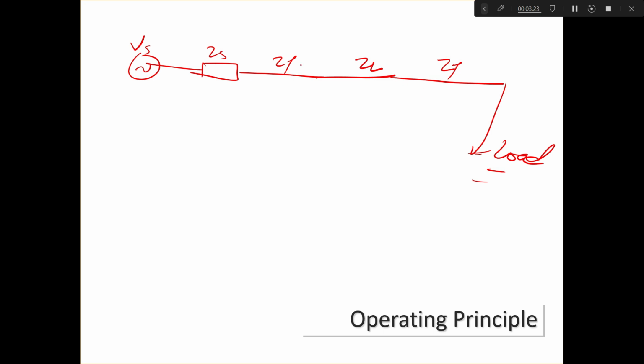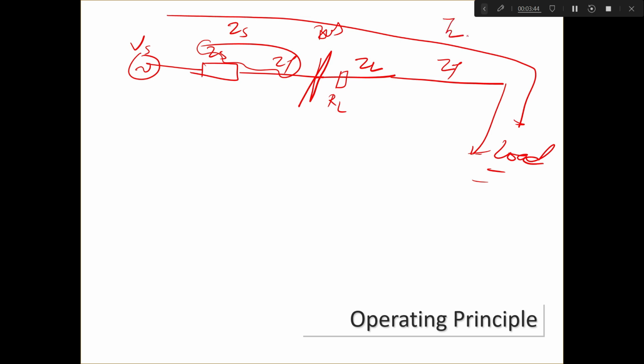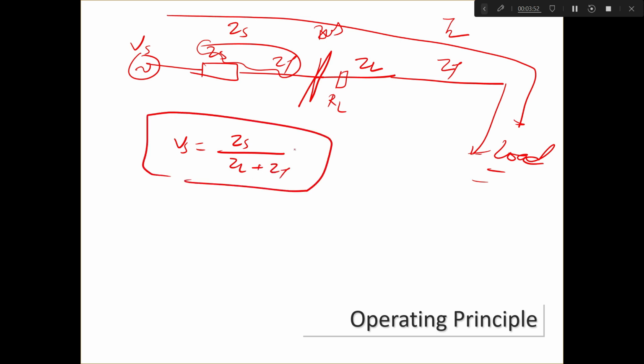Now suppose there is a relay installed at this point. So this is your bus at which you are using a transmission relay. Suppose these two impedances together are ZS. Now, if you calculate the total load current from this source to this load, IL, what is this? It will be Vs divided by ZS plus ZL plus ZD. So IL equals Vs divided by this.